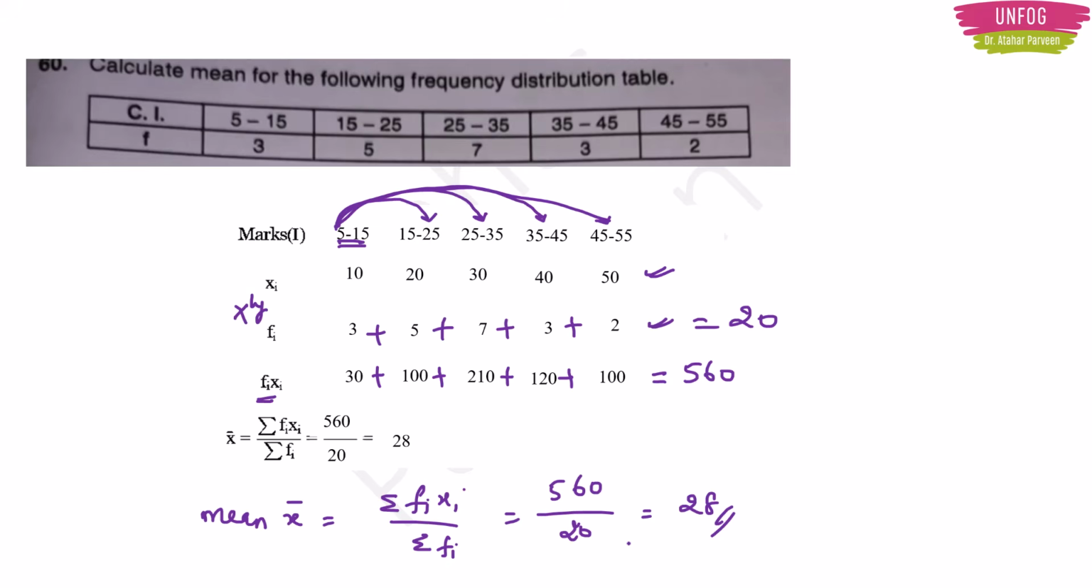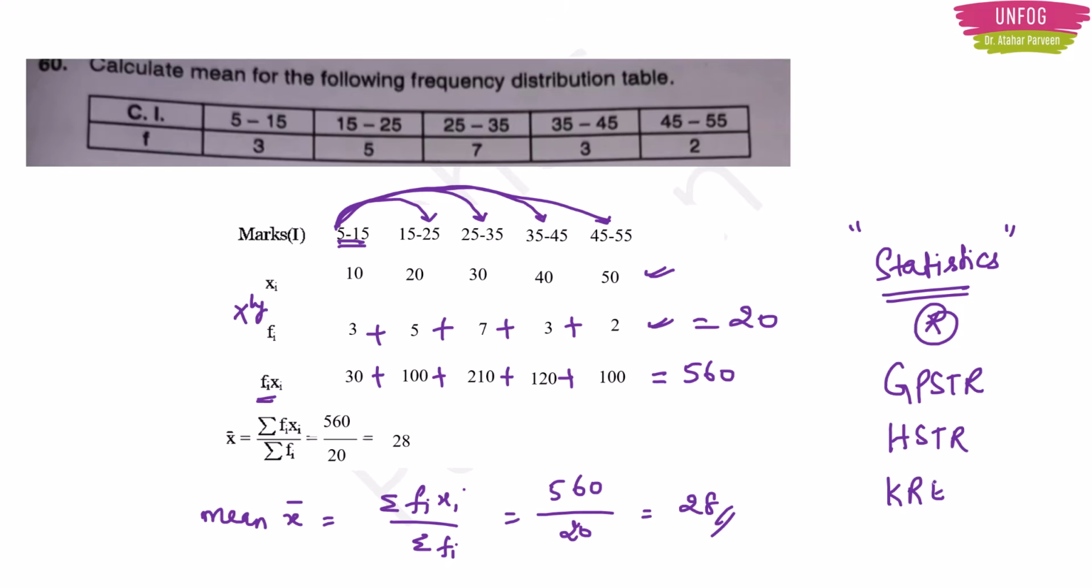Okay, clear, right? So statistics is a very scoring chapter actually, because you can expect 2 to 3 questions from this chapter. So remember that statistics is an important chapter, especially when we talk about descriptive and next level MCQs like for HSTR and CRIS. Okay, so this is important not only for GPSTR and TET, but for HSTR also, for CRIS also. Some of the important questions come from this topic.